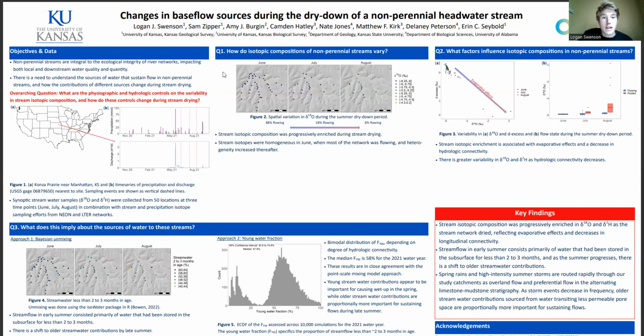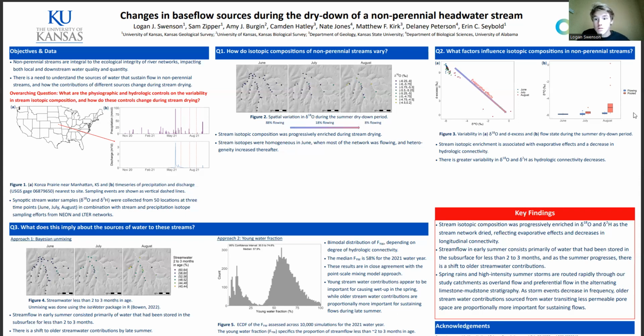The first question I asked was, how do isotopic compositions of non-perennial streams vary? And I found that variability in 18O was progressively enriched during summer drying. This is showing that from June, the network went from about 88% flowing to, in August, only 8% flowing. And along with this decrease in hydrologic connectivity, we see an increase in variability in the isotopic composition.